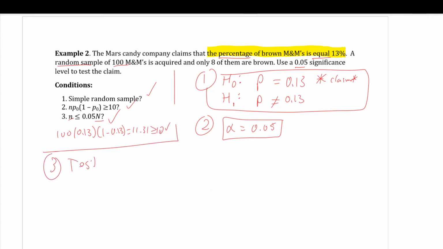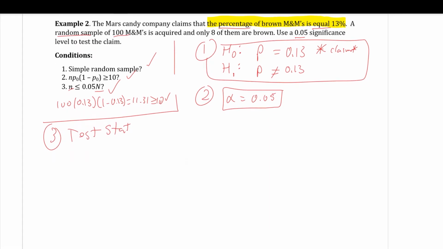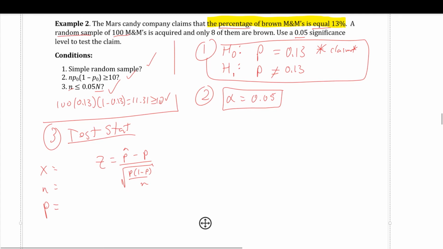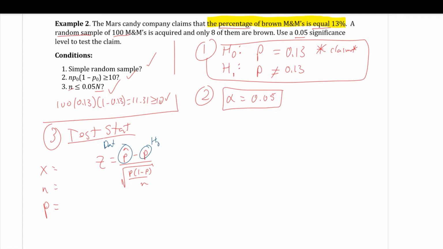Step 3 is our test stat. We're dealing with the proportion again, so z equals p hat minus the proportion, over the square root of p times 1 minus p over n. The p hat is composed of x's and n's. The proportion comes from the null hypothesis, and p hat comes from our sample data. Our sample size was 100 M&Ms. Of those 100, we said 8 were brown. The proportion from the null hypothesis was 13%.